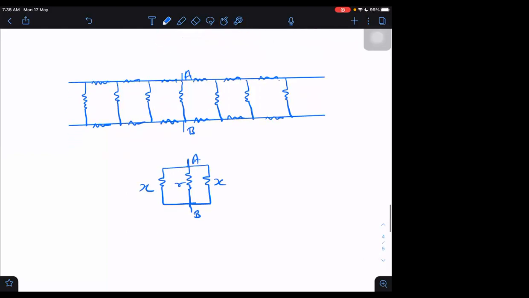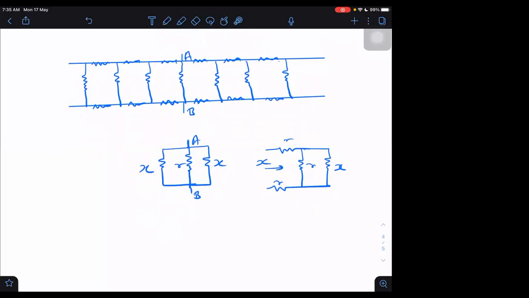Yes. So X, we know how to determine that procedure, you know already. X will be nothing but like this. This is X, this is also X. These are R, R, R.